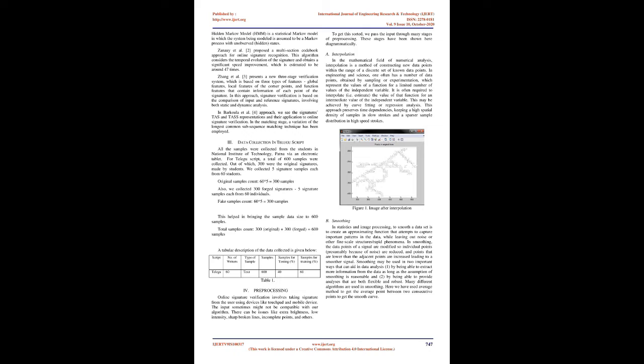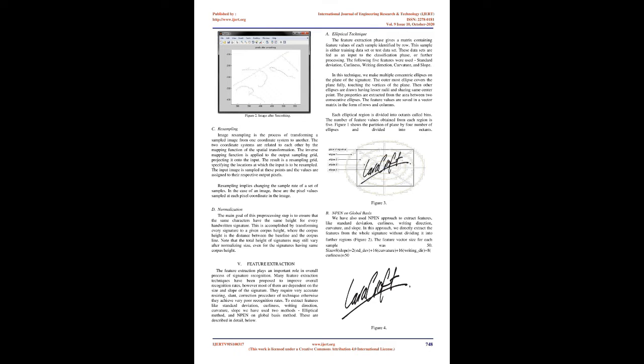A. Interpolation. In the mathematical field of numerical analysis, interpolation is a method of constructing new data points within the range of a discrete set of known data points. In engineering and science, one often has a number of data points, obtained by sampling or experimentation, which represent the values of a function for a limited number of values of the independent variable. It is often required to interpolate, i.e. estimate, the value of that function for an intermediate value of the independent variable.